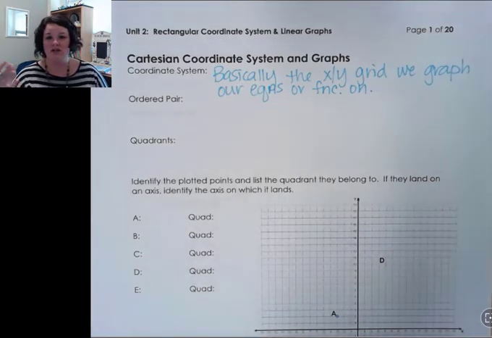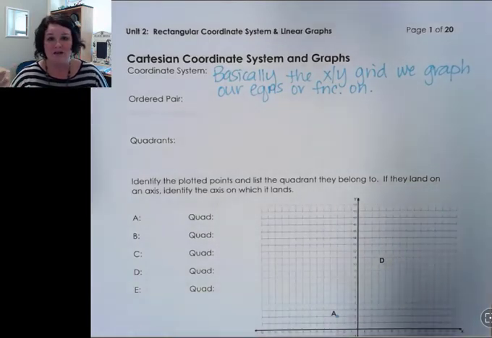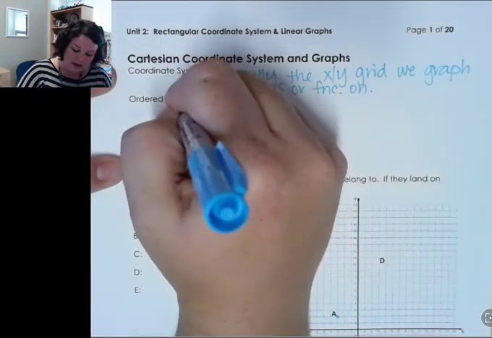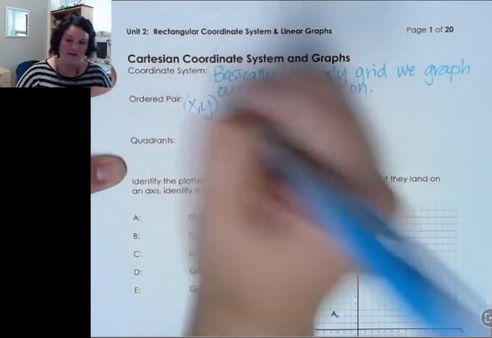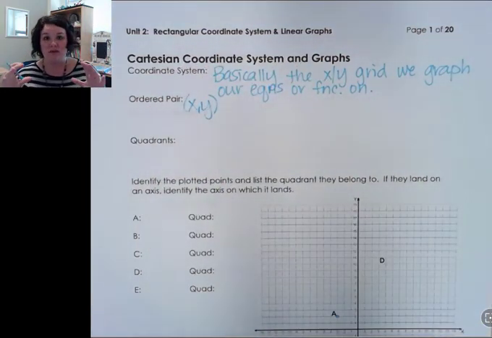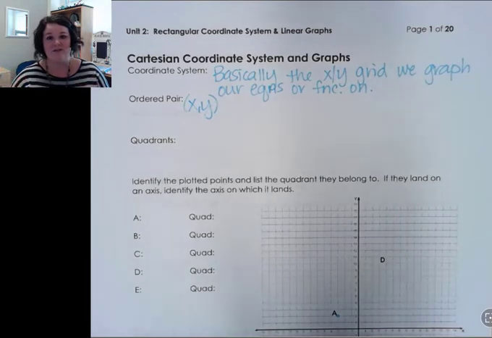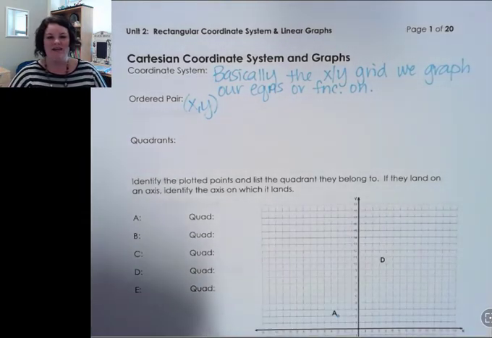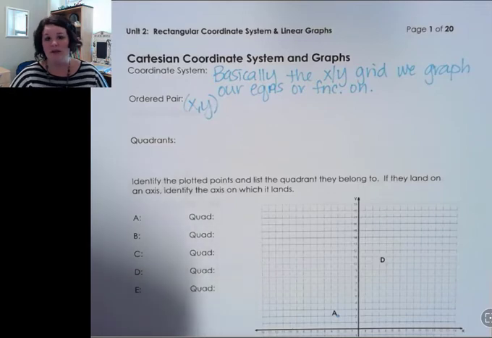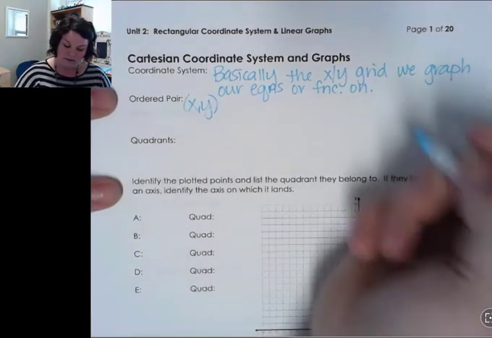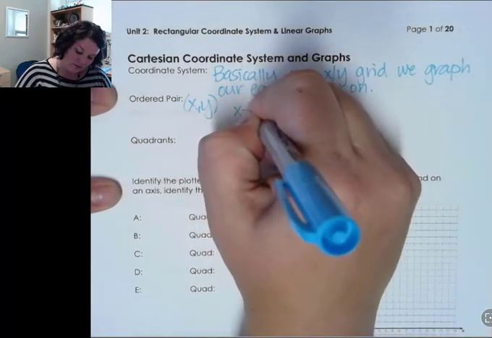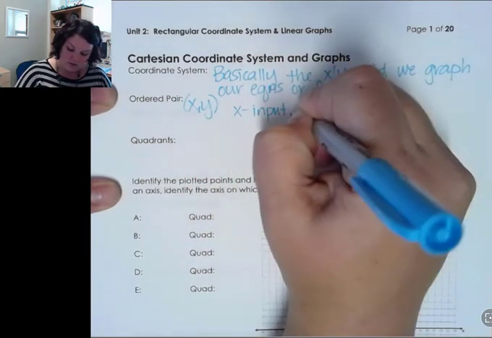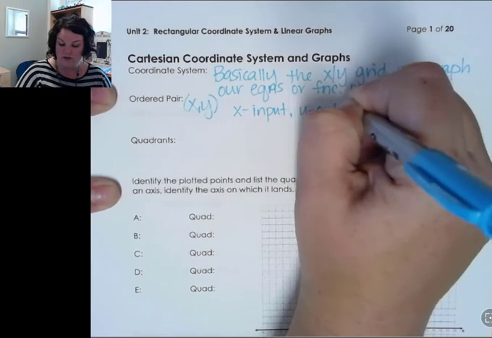Another terminology you need to be aware of is when we talk about ordered pairs, okay? An ordered pair we write as (x, y), with parentheses around it. It's not an ordered pair if it doesn't have those parentheses. What this represents is just an input and output point on this graph. So x is our input and y is our output.